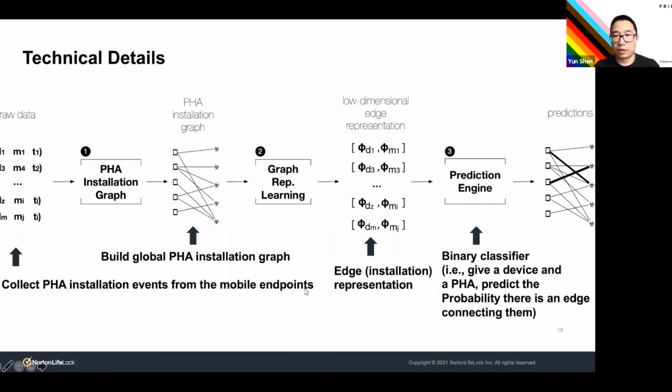And here is the pipeline of our system. Basically we have the raw data, then we build the PHA global installation graph using the raw data, and use matrix factorization to get the node dimensional representation of each node, and then concat them together to get the edge representation. And then we use a binary classifier to tune the system, so we will be able to predict in the future, given 2 nodes, device and malware, whether or not there will be an edge between them. If there is an edge, we say potentially you will install that in the future.